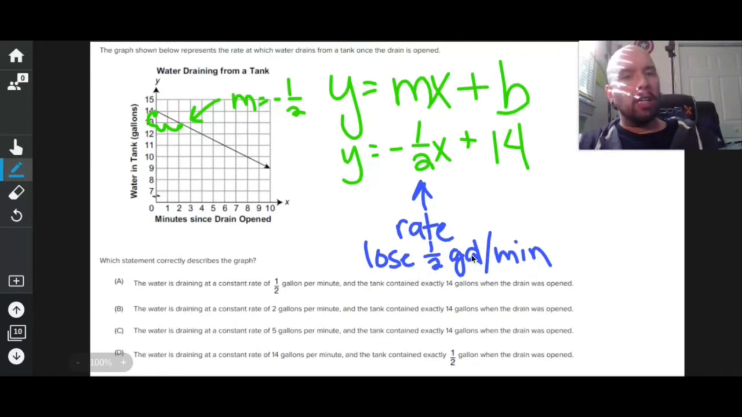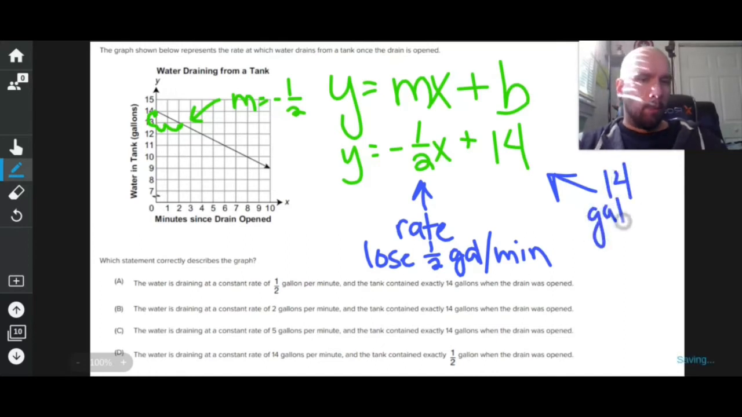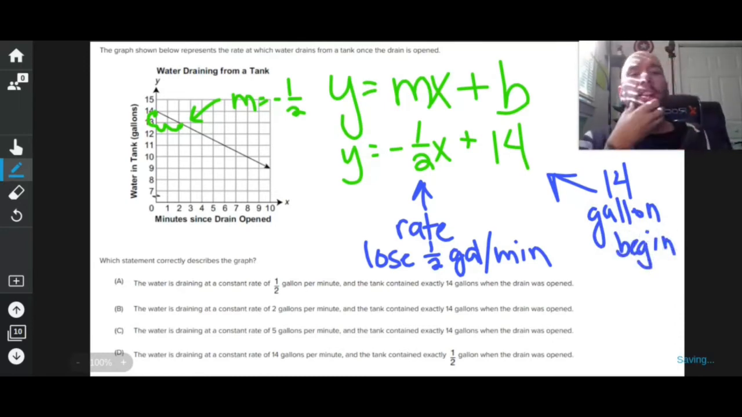What does 14 mean? 14 is what happens after I've done nothing. So if I've drained for 0 minutes, which means I haven't drained yet, I have 14 gallons. So I begin with 14 gallons. Now let's look at my options. I lose half a gallon per minute, and I start with 14 gallons.